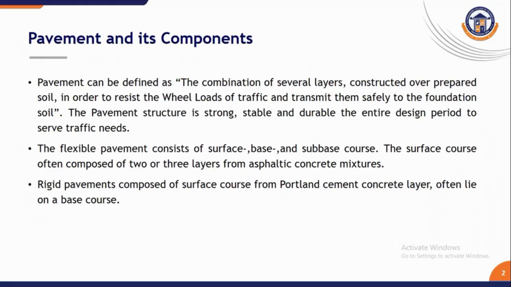The primary types of pavements used in highway construction may be flexible or rigid pavements. Flexible pavements consist of multiple layers such as surface course, base course and subbase course, typically using bituminous materials. Rigid pavements use cement concrete and usually rest on the base surface.